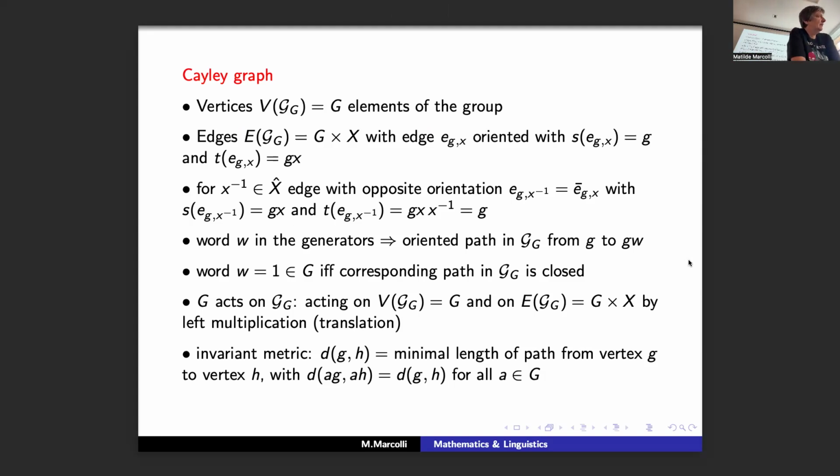If the whole group was a free group, yeah, that's right. So if it's a free group, you don't have any relations. So any word in your generators is not the identity, and your Cayley graph is a tree, in fact.